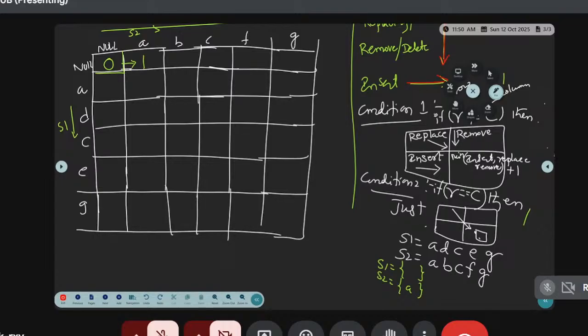What arrow? The sleeping arrow represents insert. One operation. The arrow represents the operation name. One represents the operation number. Right.